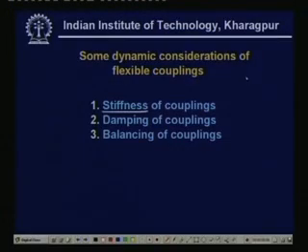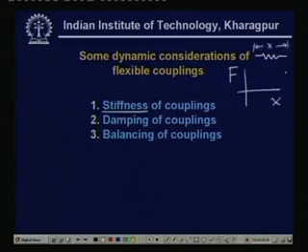One is the stiffness of the coupling, and stiffness is just like when you talk of the stiffness of a spring. If you have a spring, and you elongate it by a distance x, then you measure the force, and you get this kind of curve, and the slope is known as the stiffness. So the stiffness is given by F = kx.